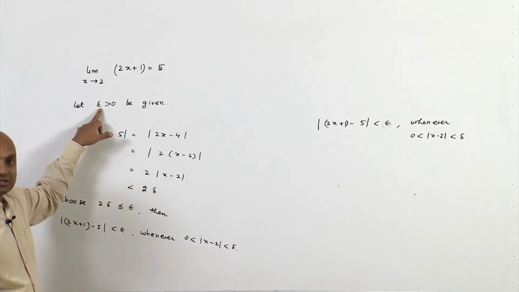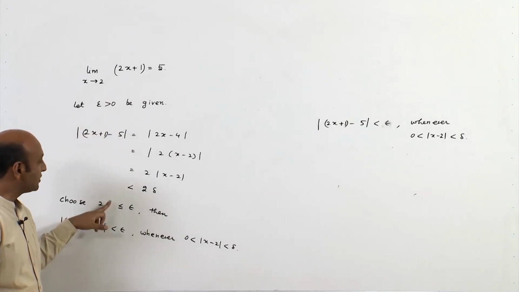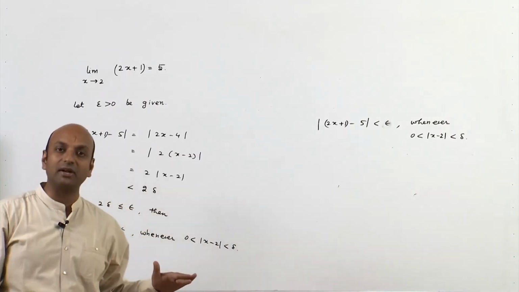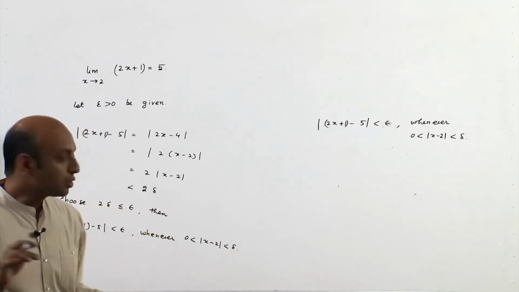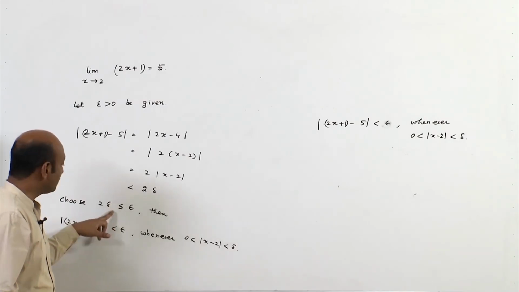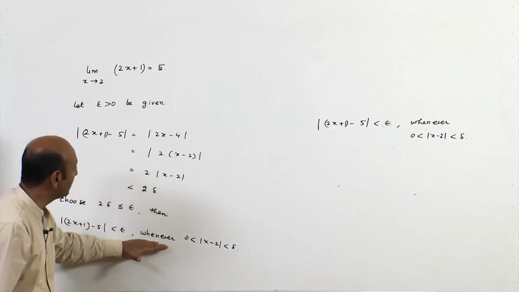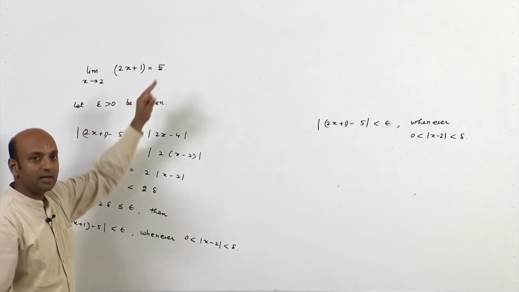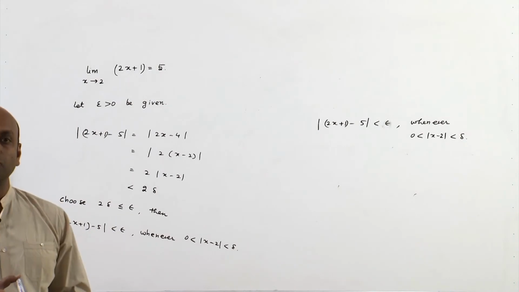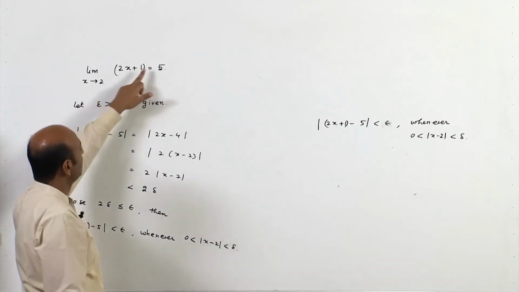You can take any epsilon greater than 0, and you can always find a delta which is less than or equal to epsilon by 2, for which this inequality holds. So, we have shown the existence of delta in terms of epsilon. For different epsilon, delta will be different, but we have shown the existence of delta in terms of epsilon such that this inequality holds. Hence, we can say that this limit exists and is equal to 5.